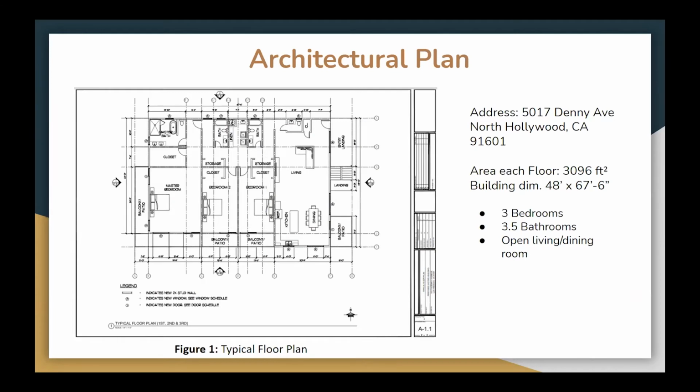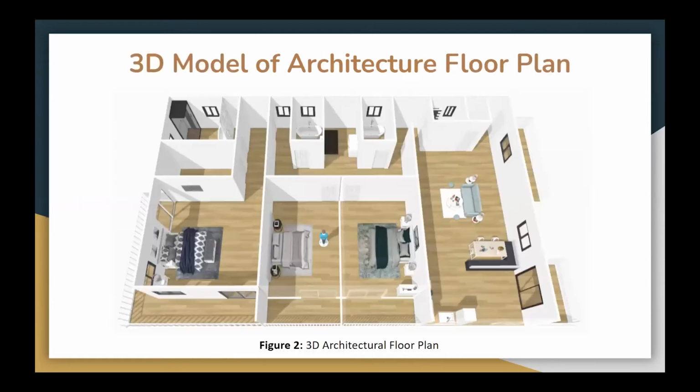Here's our architectural plan. The area of each floor came out to be 3,096 square feet, consisting of 3 bedrooms, 3.5 bathrooms, with an open living and dining room area. Here's the 3D model of the architectural floor plan. You can see the 3 bedrooms on the lower left, the 3.5 bathrooms on the upper, and the open living room and kitchen area.